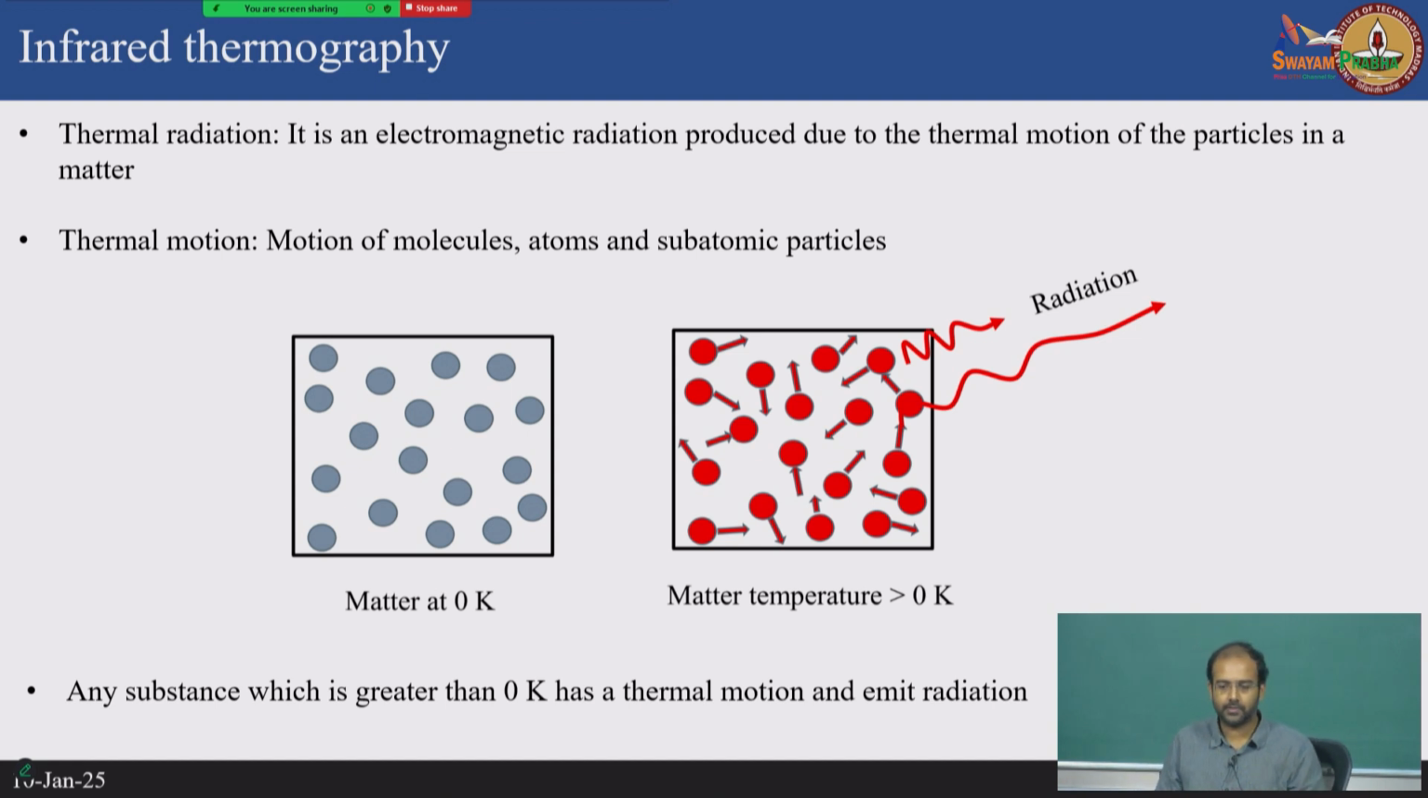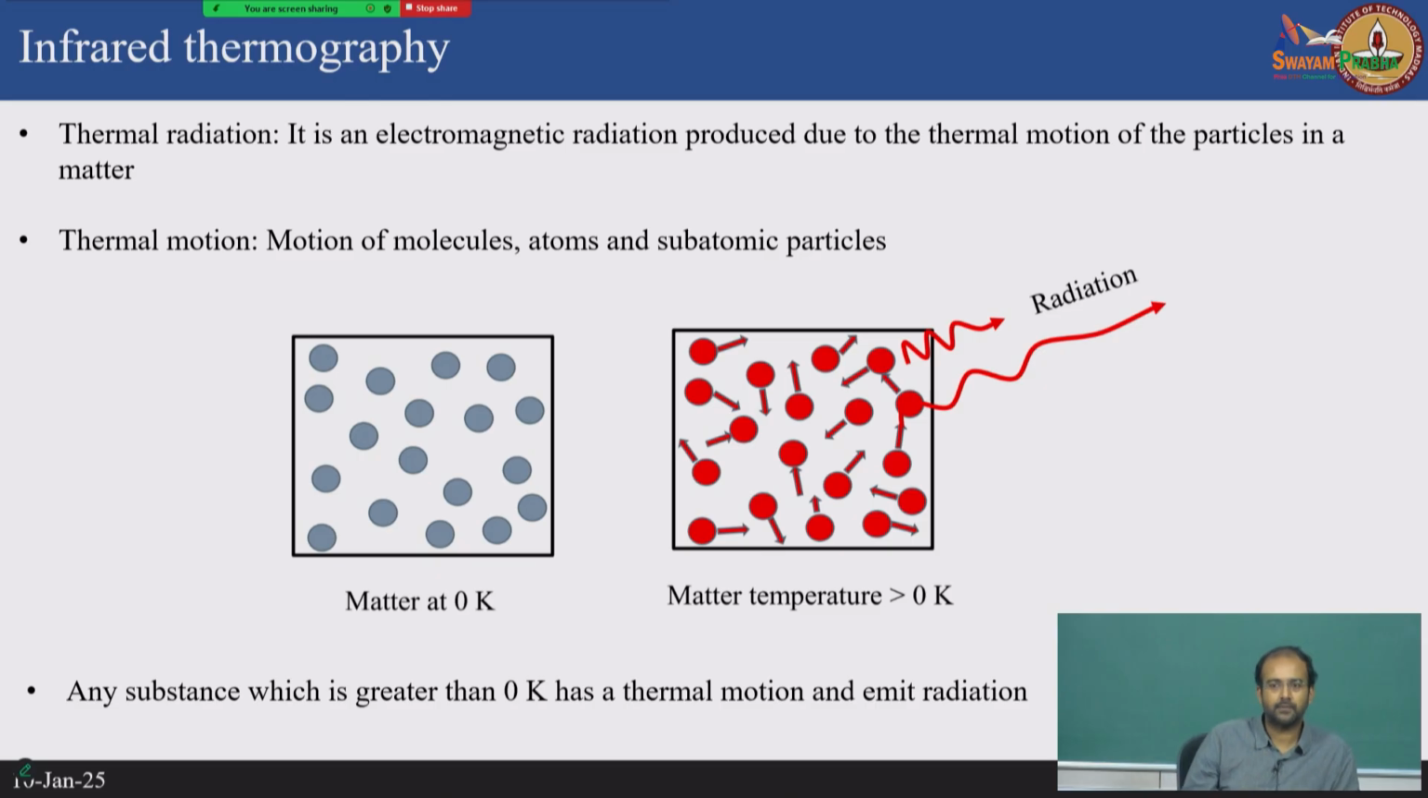It is produced due to the thermal motion of the particles in matter. So, imagine that you have matter at 0 Kelvin. You have, say, molecules like this. Now, if the temperature is slightly above 0 Kelvin, due to Brownian motion and so on, even if you look at gas molecules, there is a lot of motion, and this motion can actually create charged particles or ions, and the vibration of these charged particles basically emits electromagnetic radiation. This is what we call thermal radiation.